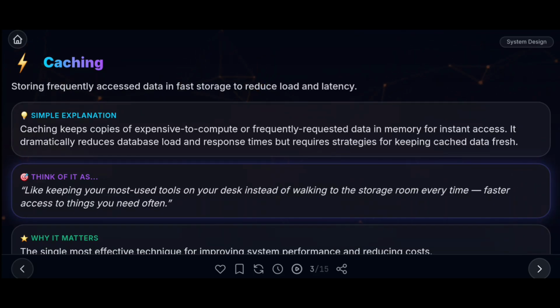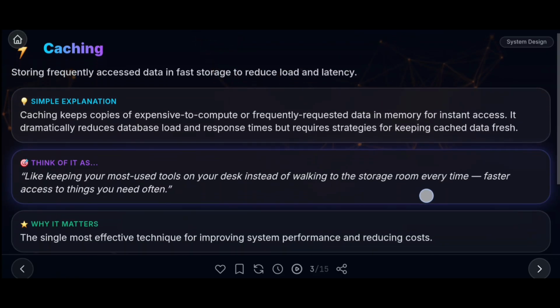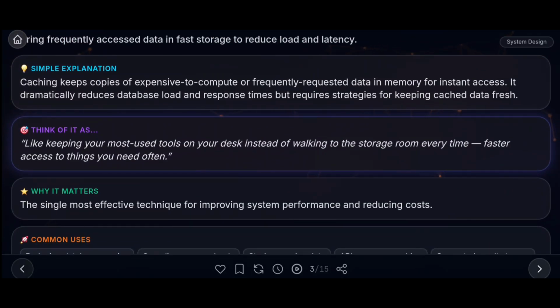So it means instead of making a request to the database, we keep the very frequently accessed data in memory, and whenever the user makes a request, the system checks the cache and serves it without making a database call. Think of it as keeping your most used tools on your desk instead of walking to the storage room every time. Faster access to things you need often. I hope you understand this.